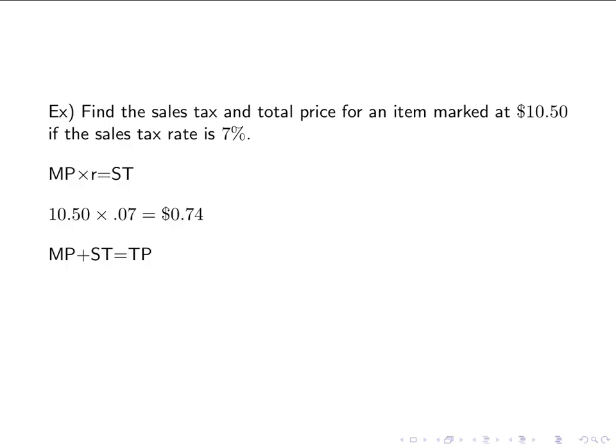And then for the total price, we're going to use the second equation we were given, MP plus ST equals TP. So $10.50 plus 74 cents gives us a total price of $11.24.